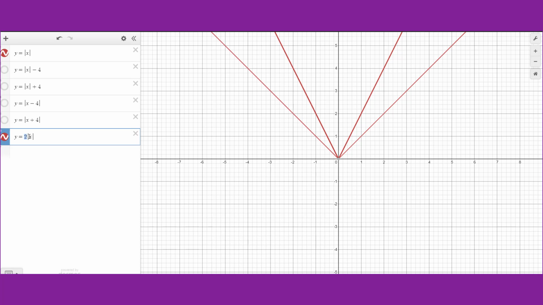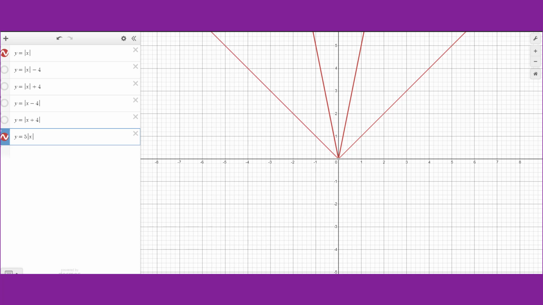So if I change that to 3, okay, see what's happening to it? 4, 5, etc. So that's vertical stretch and compression. So that gave us a vertical compression. So it kind of squeezed it in. So if we stretch it out, we can say y equals a absolute value of x, and we can stretch it out.